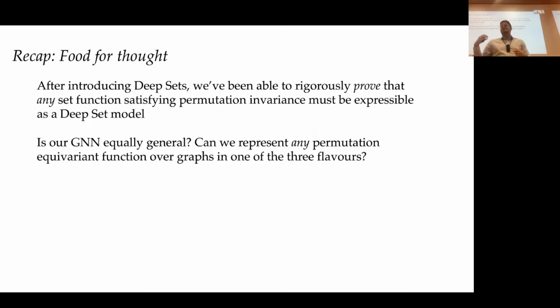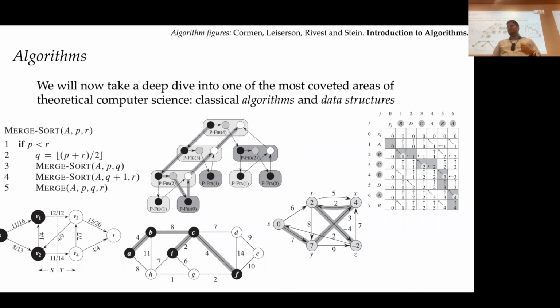Can we take any permutation equivariant function over graphs and represent it in one of the 3 flavors that I discussed? I hope many of you have some opinions about this. I would expect most of you probably have a negative answer in mind, that maybe this cannot be done. Well, let's talk about it.